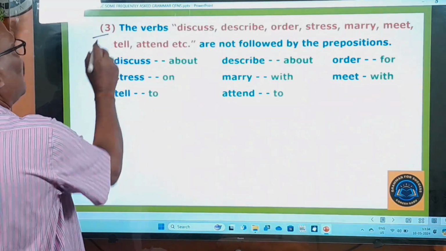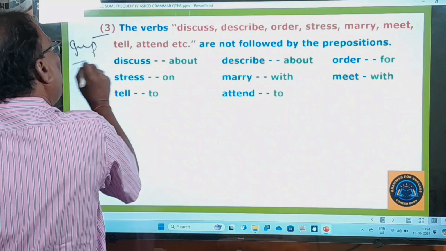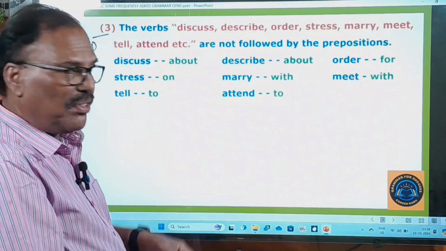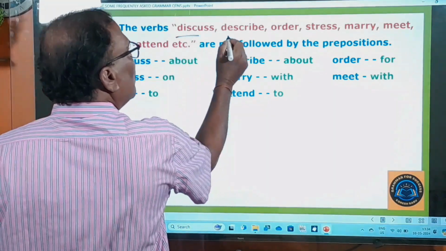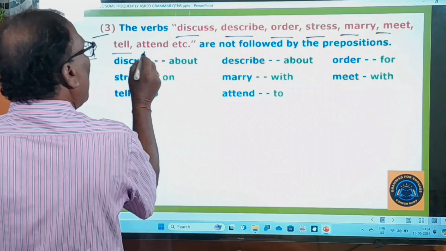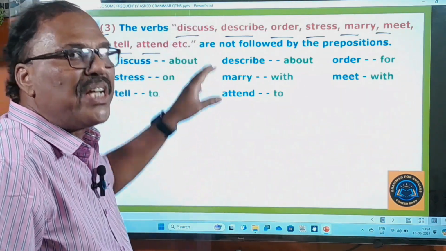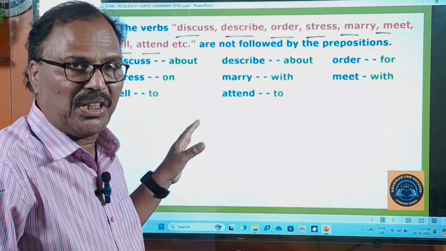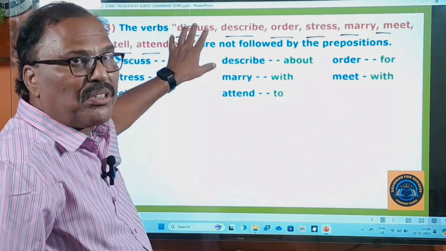Third one is here. What is the third one? This is again a very, very important one. Please pay a very good attention to this rule. What is this? Certain verbs are there: discuss, describe, order, stress, marry, meet, tell, attend. These are the very, very important verbs that are generally given in the examination. Of course, there may be other verbs, but here these are the most important verbs.